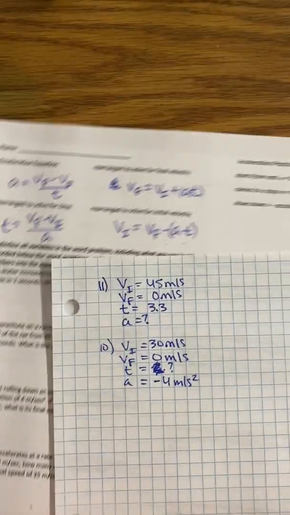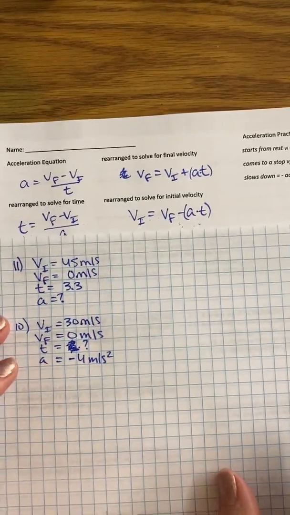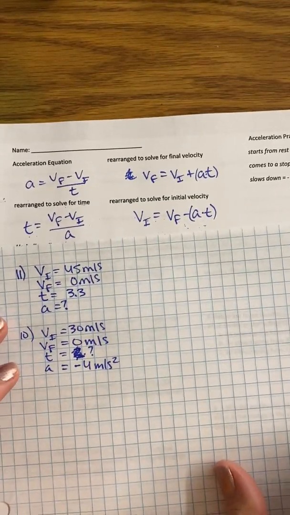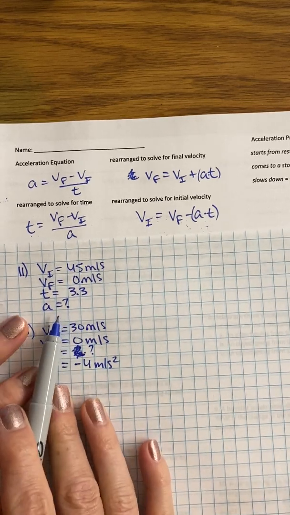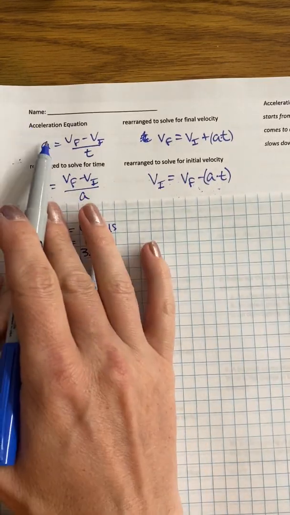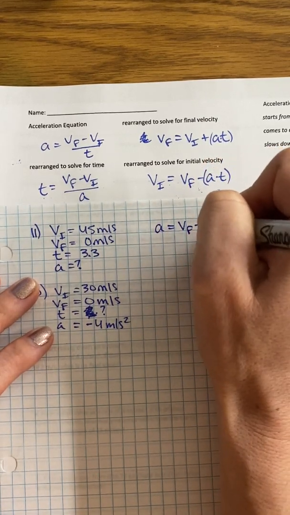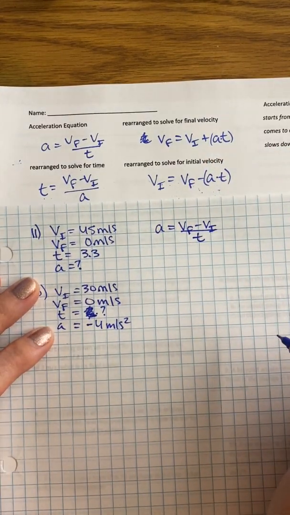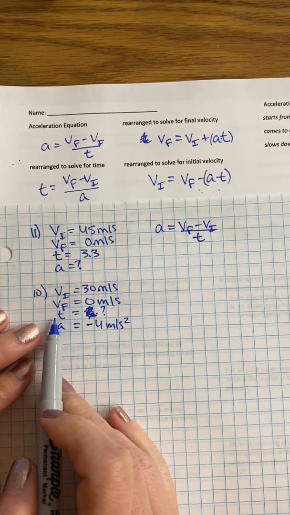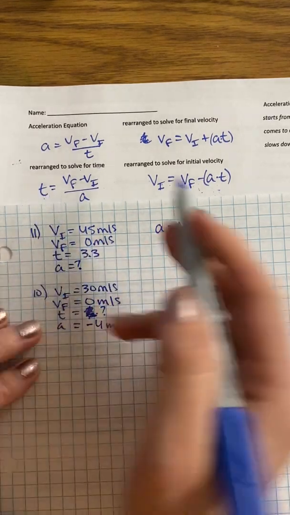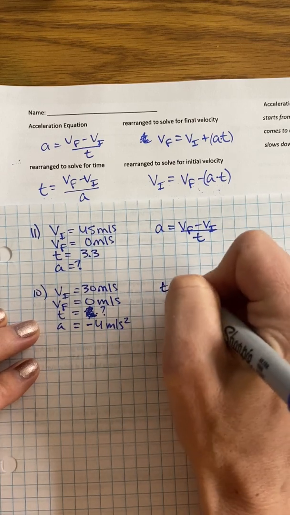So now we have some pulled out. We can come up here and look at our equations that we've rearranged. So if I want acceleration, I'm going to use this equation here. So I'm going to write my base equation out, and you need to do this too if you would like full credit for your assignment. For this one, I'm looking for time, so I'm going to use the equation rearranged for time.